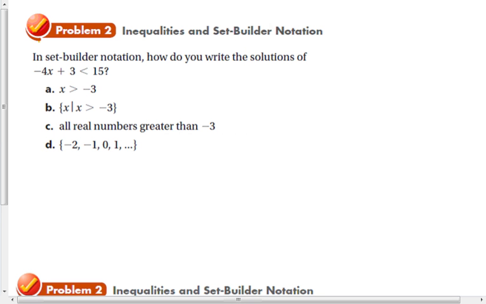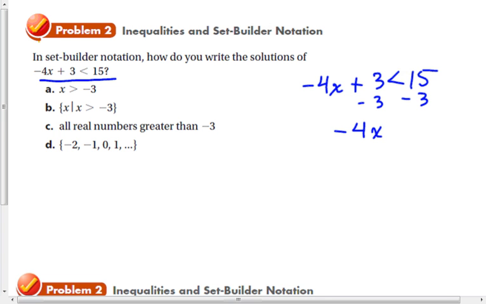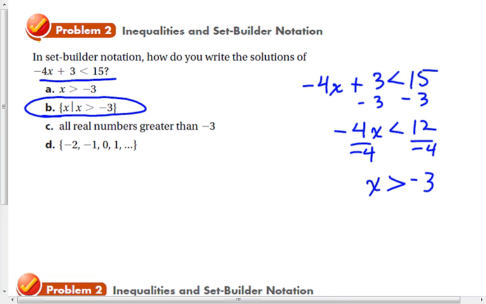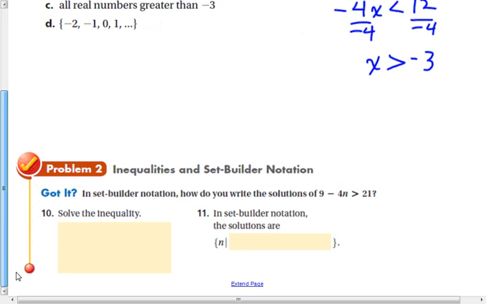All right, you can use these notations to represent inequalities. So in set builder notation, how do you write the solutions of negative 4x plus 3 is less than 15? Let's go ahead and solve that, figure out what the solution is. It's actually a solution set, so we'll subtract 3 from both sides. Then we get negative 4x is less than 12. Divide both sides by negative 4, and we have to switch the sign because we divided by a negative. x is greater than negative 3. So any number that's greater than negative 3 is a solution here. And in set builder, that's where you use a variable and you describe them. So that's this solution right here. All right, I'll let you try that.